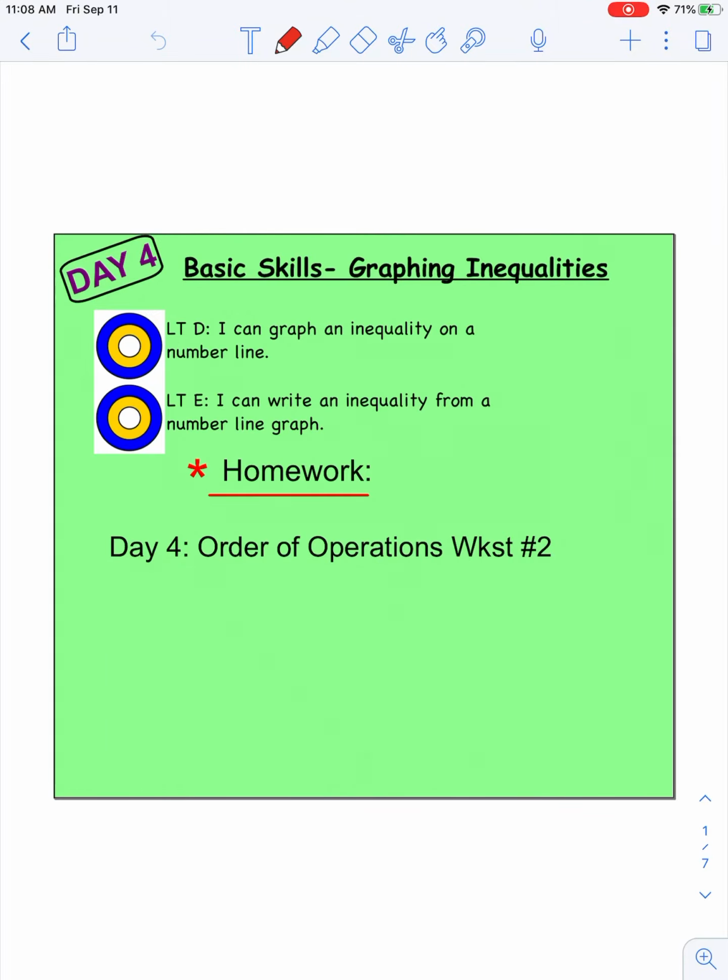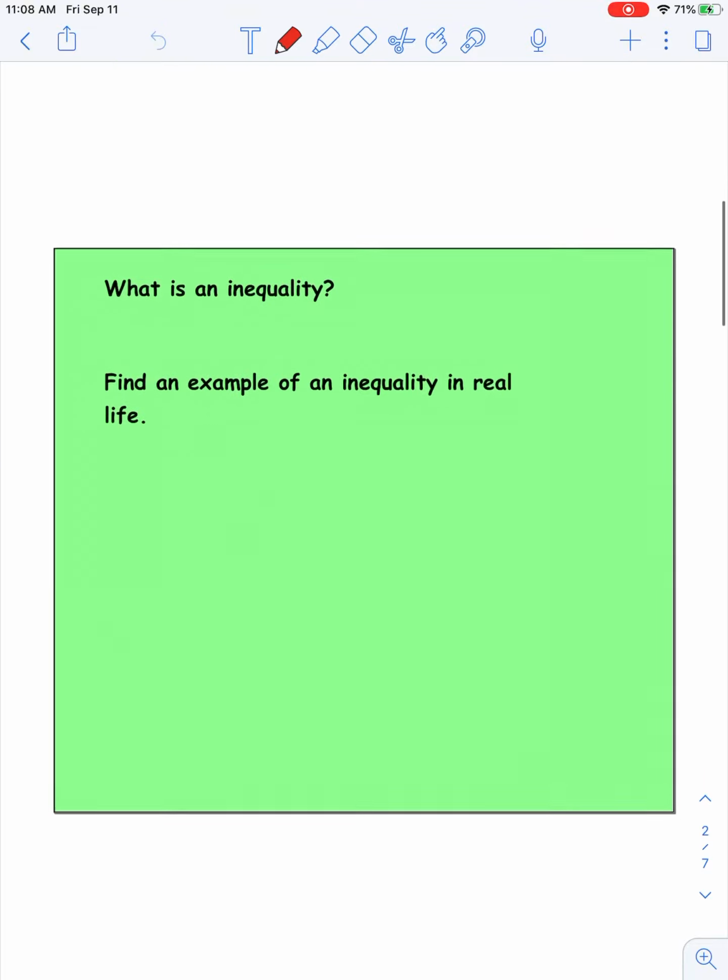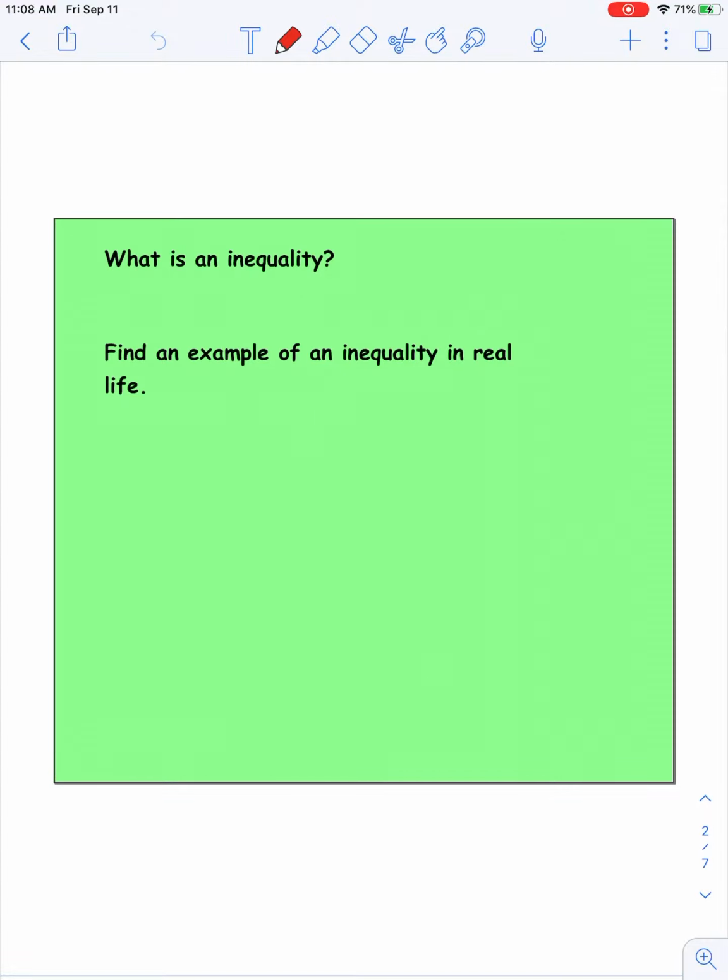Basic Skills, Day 4. We're going to work on inequalities and graphing inequalities. So what is an inequality? An inequality is when two things are not equal, but when one is greater or less than another.